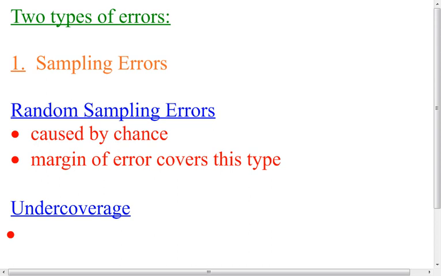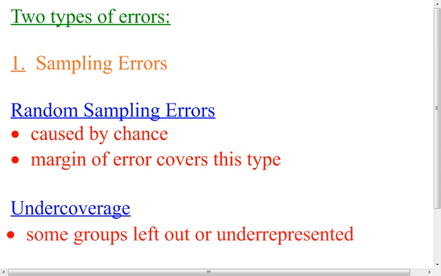And typically when that happens, there's undercoverage somewhere along the line. There's a group of people that have been left out or underrepresented, and that causes bias, okay? So sampling errors is one category of errors. This is what we talk about when we do margin of error.